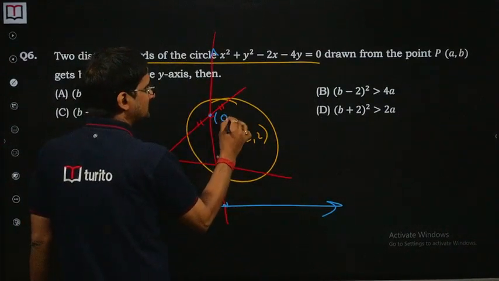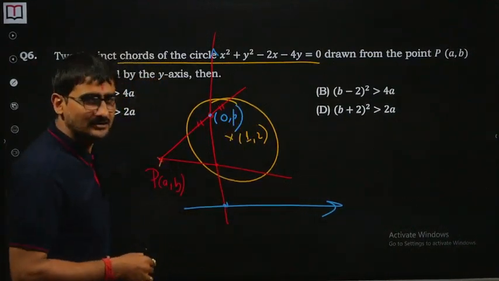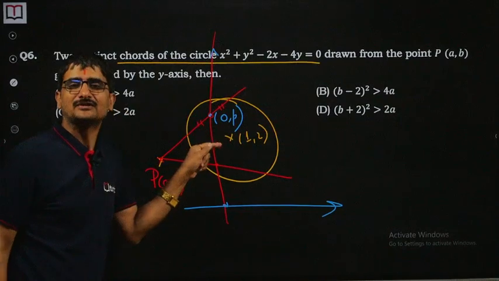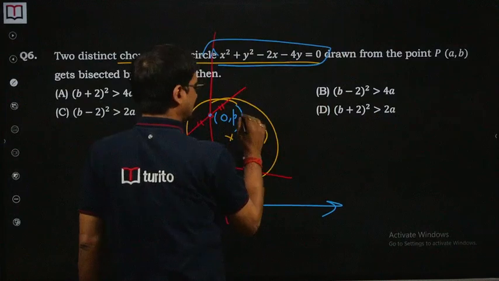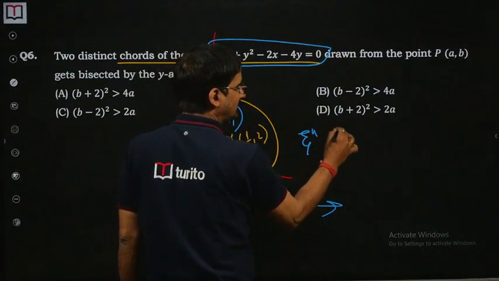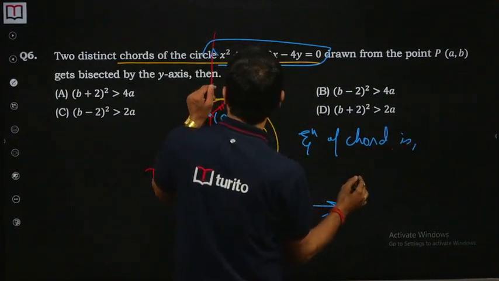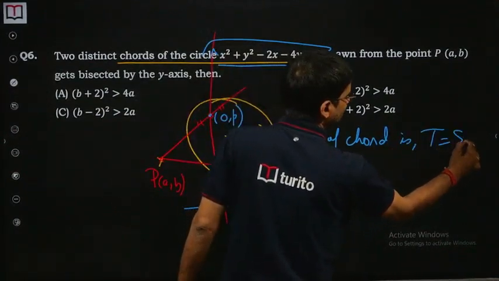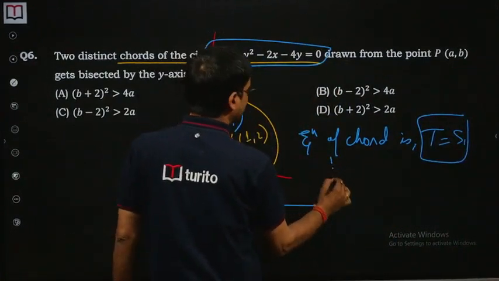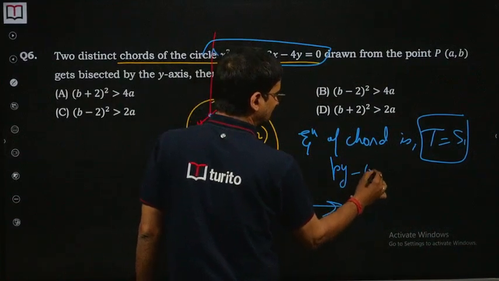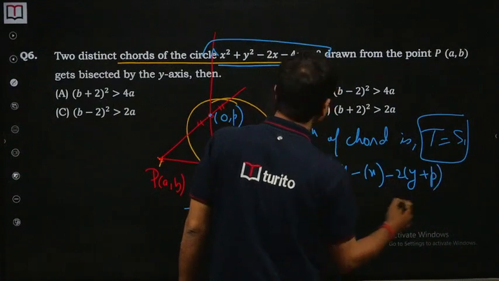So this is like (0, P), what shall I take? P. Fine. Now this is the midpoint of the chord to the circle, and the circle is this. So I will say the equation of the chord whose midpoint is (0, P) is, we know, T equals S1. So what will that give us? x into 0 is gone. So Py minus x plus 0, and then minus 2 times (y plus p) is equal to S1.